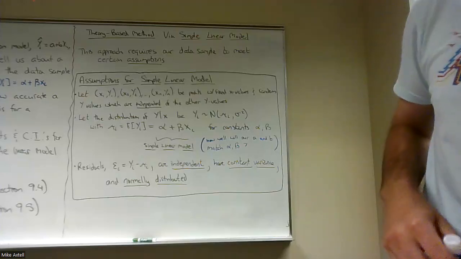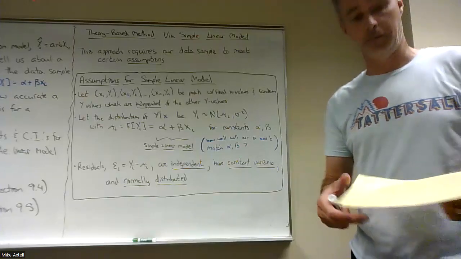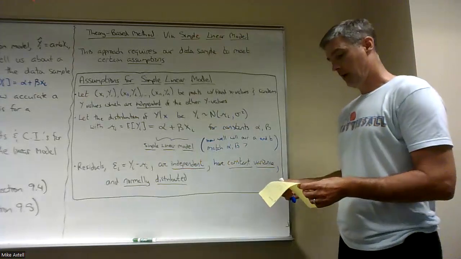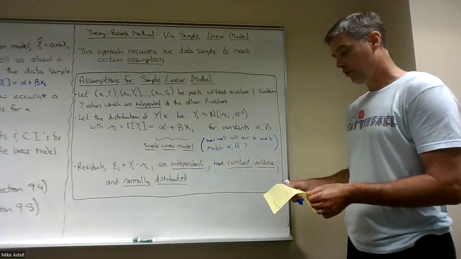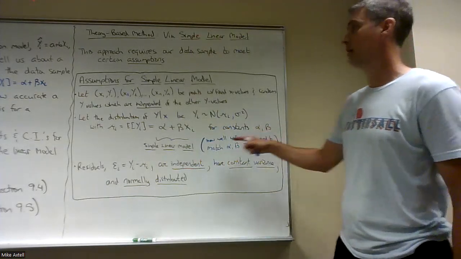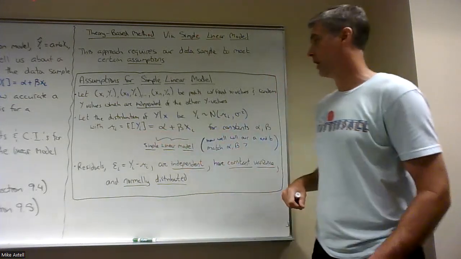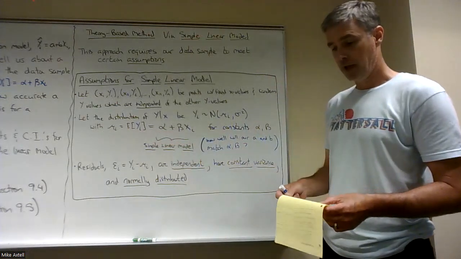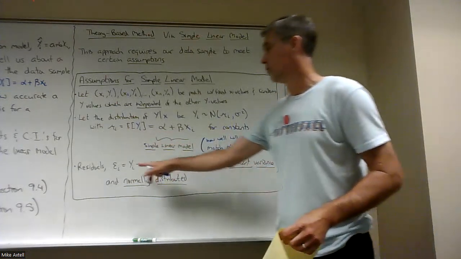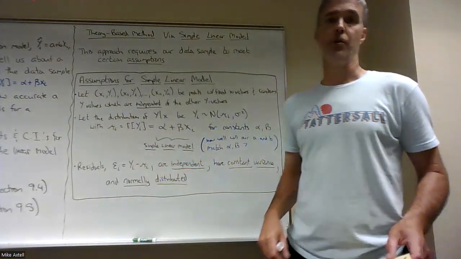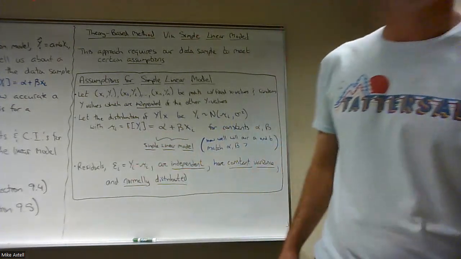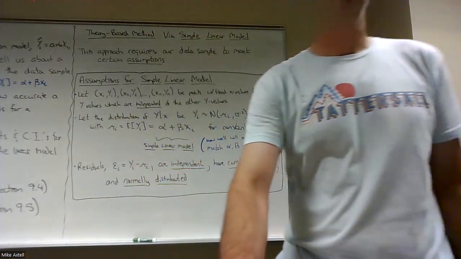Some of these assumptions are pretty important, some of them aren't. The important ones are this one: the expected value of y sub i follows a linear model. That's a huge assumption. And that the residuals are independent of each other. That's a pretty big assumption as well. The others are not as major.